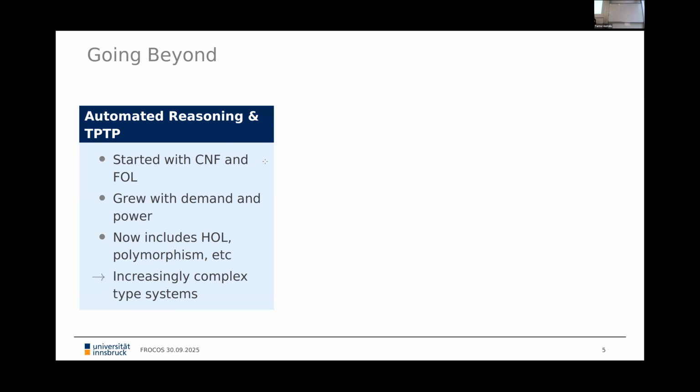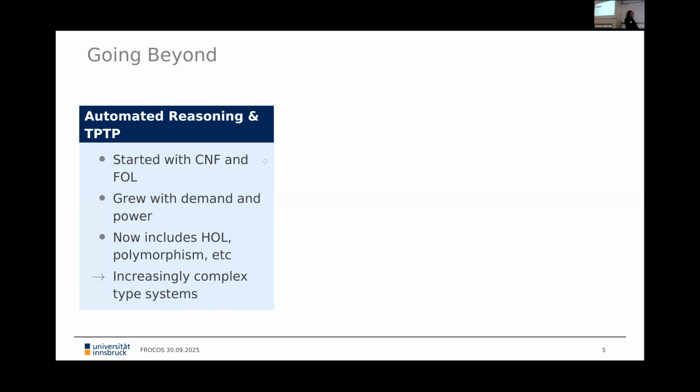And this side of the world started very simple. We had CNFs and we had first order logic, and with the power and time we kind of grew in abstractness and started to add things. Suddenly we had typed first order logic, and then we had higher order logic, and then we got polymorphism. So we are seeing there's kind of a trend for more expressivity, even if that means that things get harder.